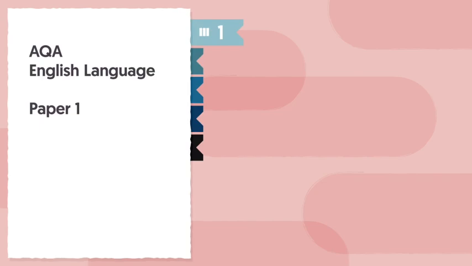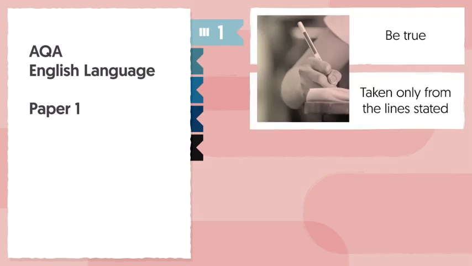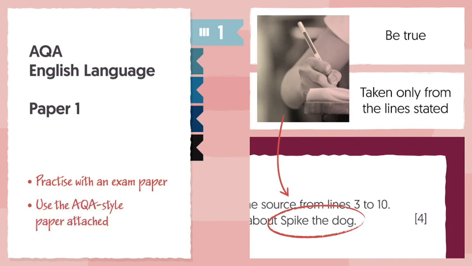Just to round up, to be successful on AQA Paper 1 Question 1, your response has to be true and taken only from the lines stated in the question. And it must relate to the focus of the question. It'd be worth practicing what we've just walked through with an actual exam paper so you can see how it works. Why not use the AQA style paper that's attached to this pod?